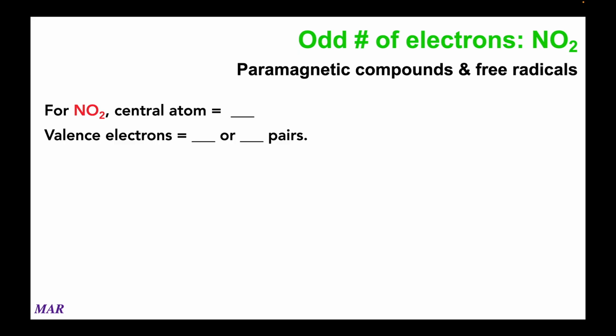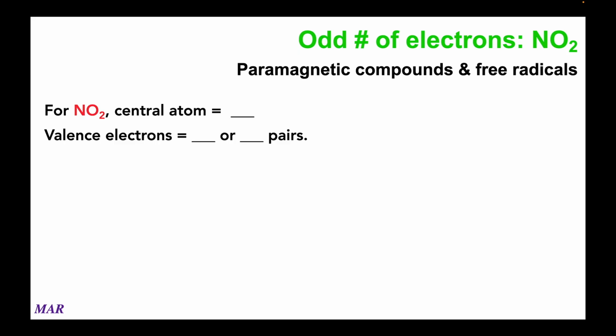Like before, central atom, usually listed first, lowest electronegativity, etc. It's going to be nitrogen, no question. Now, valence electrons. Nitrogen is 5, and oxygen is 6, and there's 2 of them. So 6 times 2 for the oxygen is 12, plus 5 for nitrogen, 17 valence electrons.